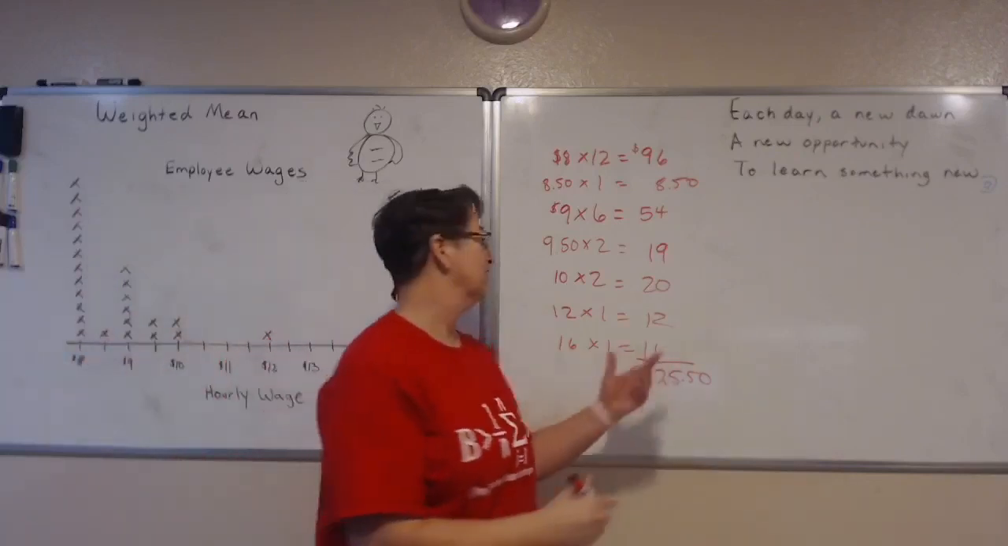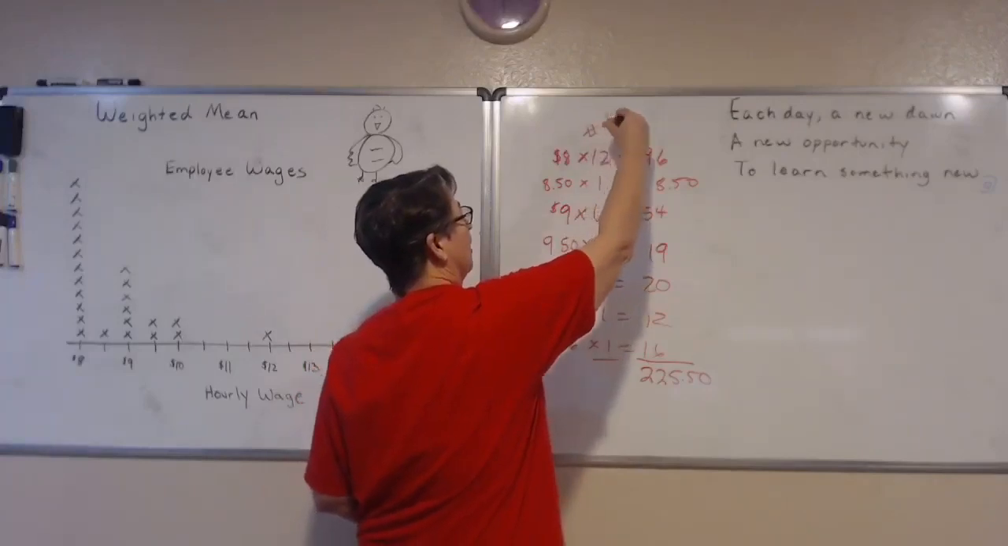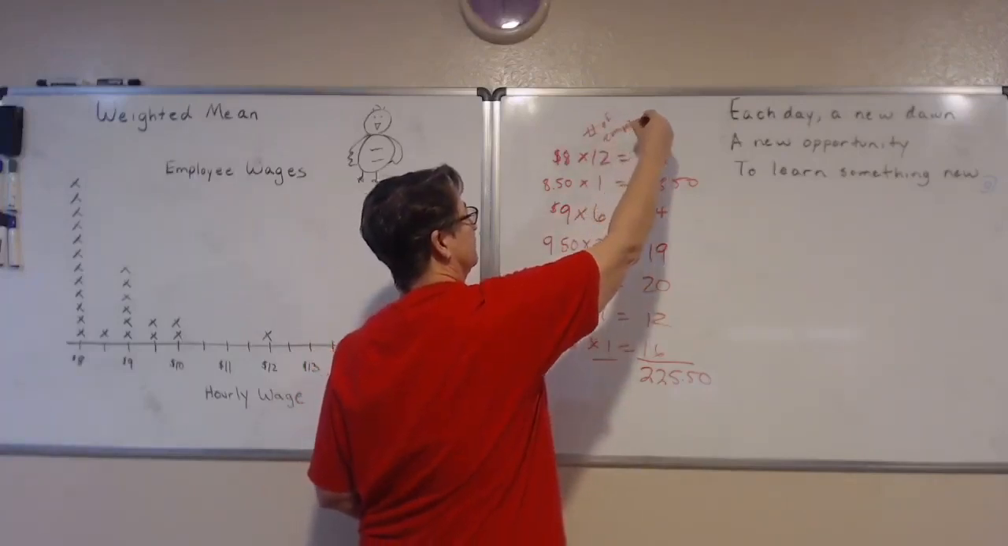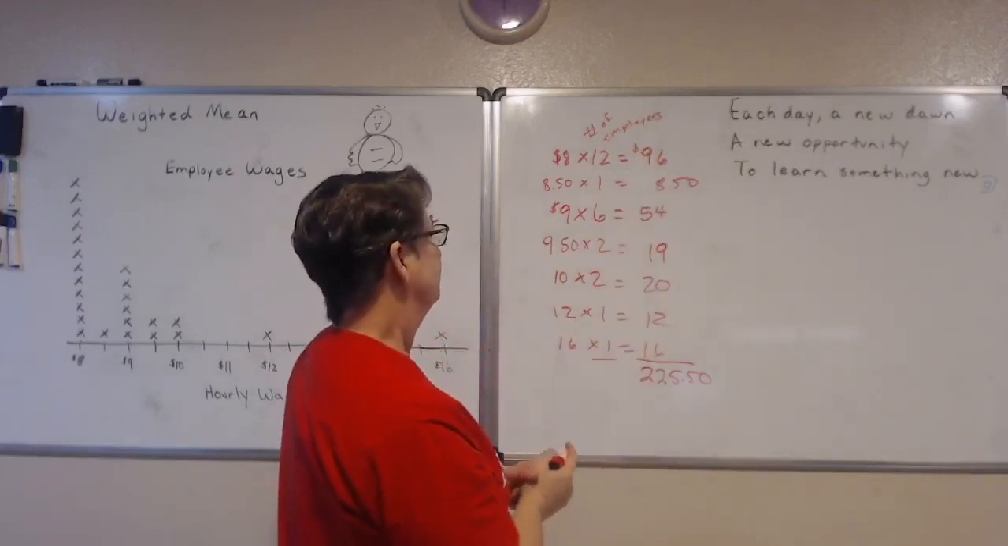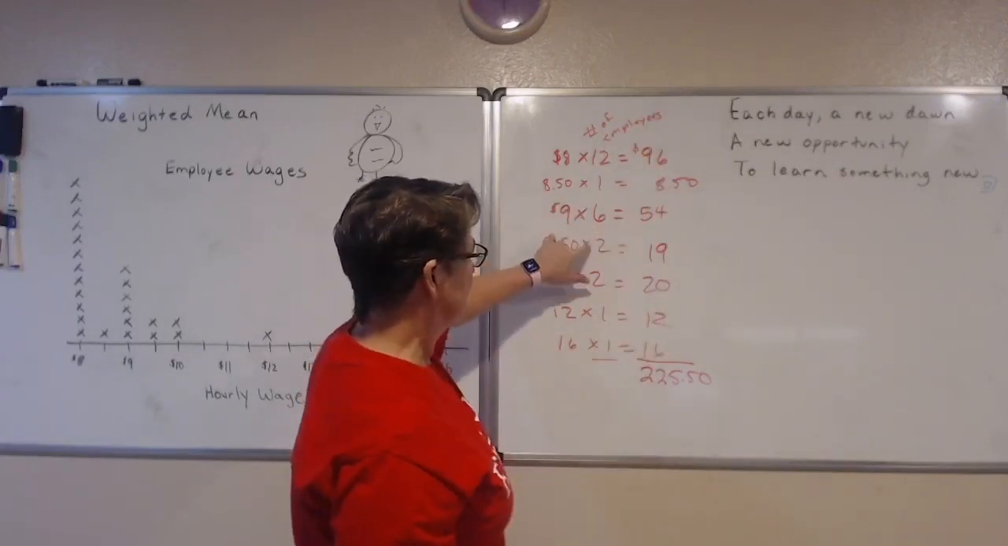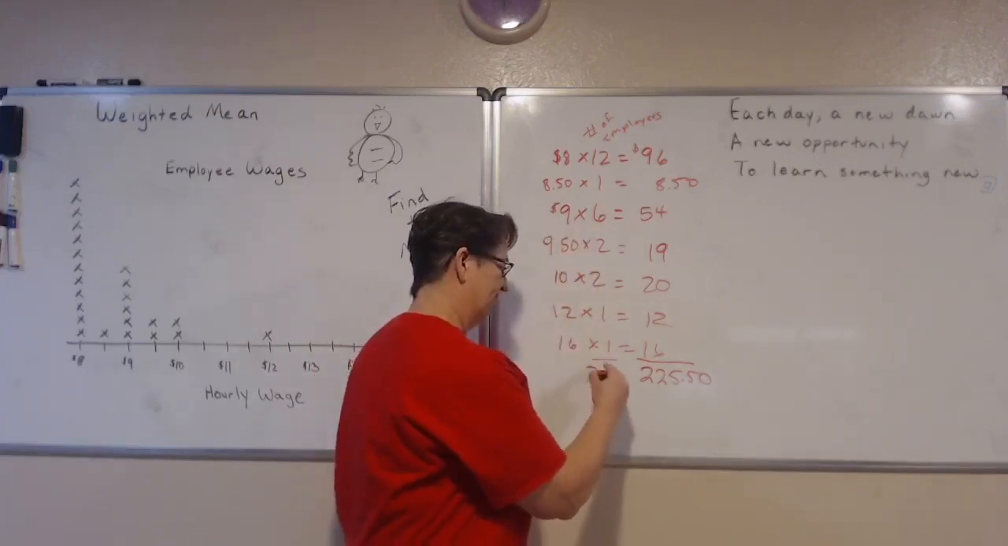Or I can do this. I could just add up the number of employees. Add that up. So I got 13, 19, 20, 21, 22, 23, 24, 25. So there are 25 employees.